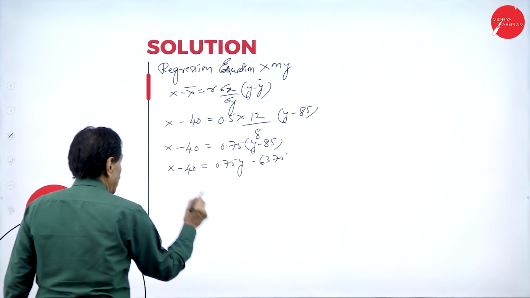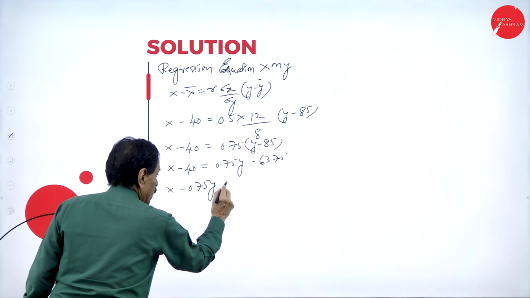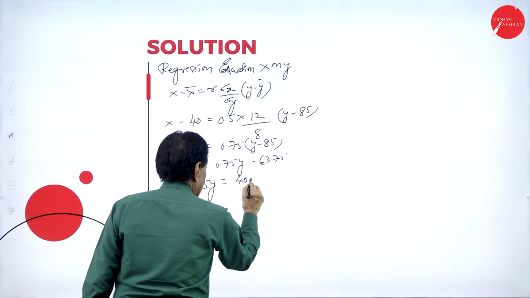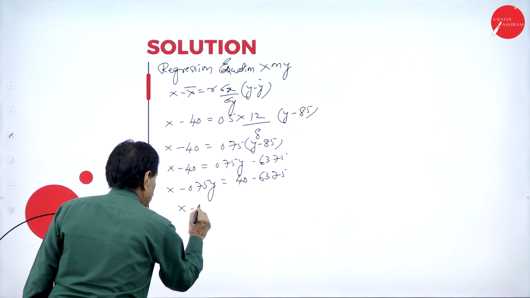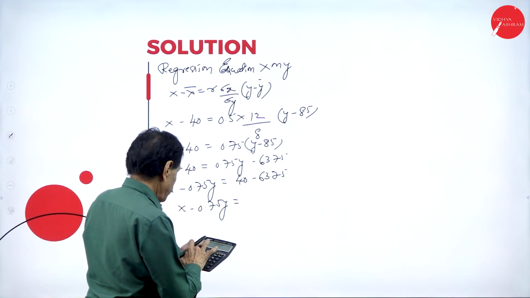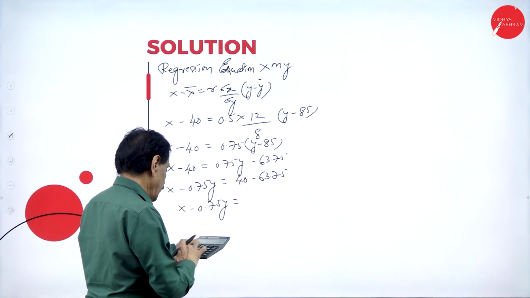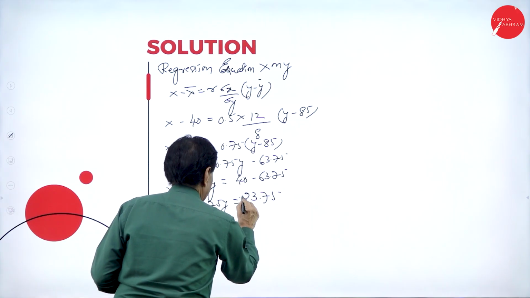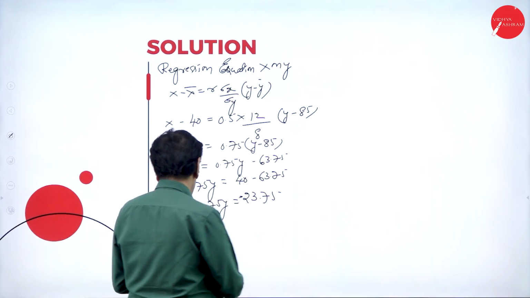Take the y this side: x minus 0.75y. You take this number to that side, minus 40 becomes plus 40 minus 63.75. So x minus 0.75y equals, simplifying, 63.75 minus 40, which is minus 23.75. Fine. When y is equal to how much?